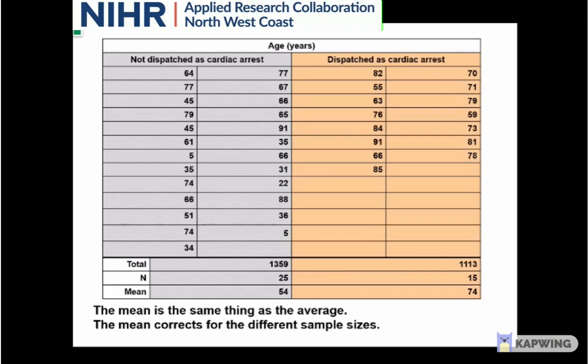Okay, so have we answered our question now? We've got an age that represents our group for not dispatched, and we've got an age that represents our group for dispatched. So if we bring back that question, is the age of dispatched different to the age of not dispatched? I think we do have an answer there. We've got 54 for not dispatched and we've got 74 for dispatched. So our group of dispatched as cardiac arrest is older than our group for not dispatched.